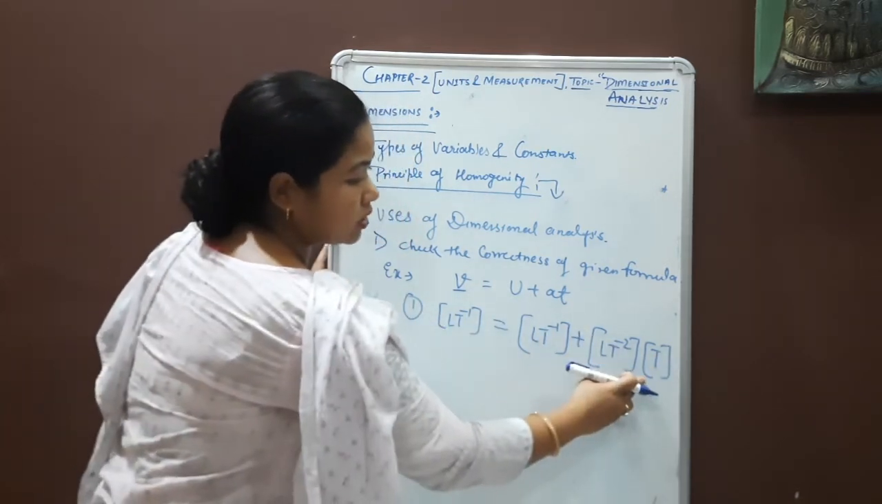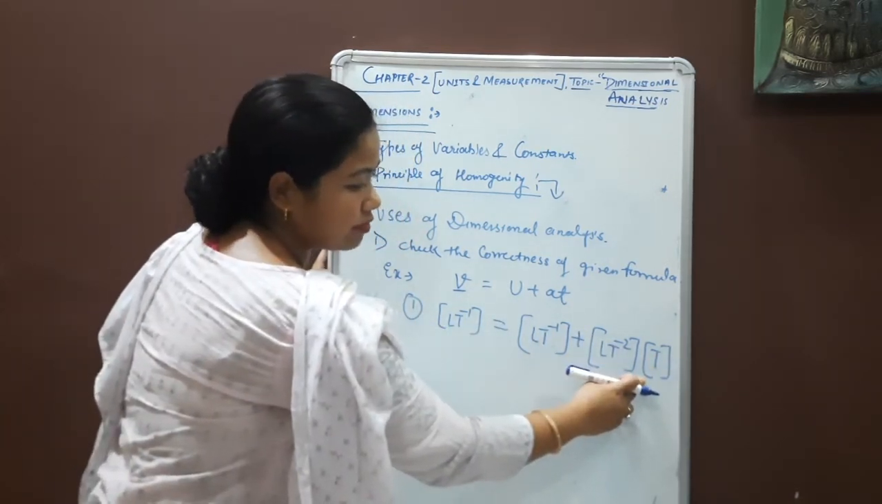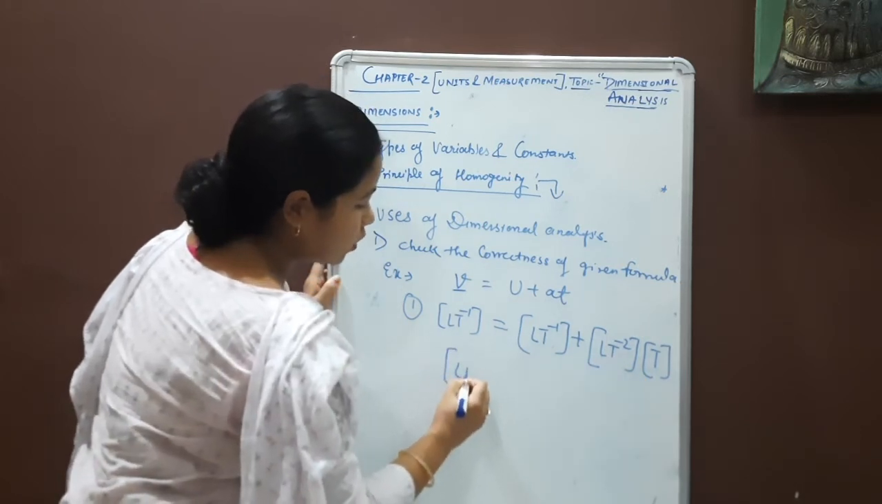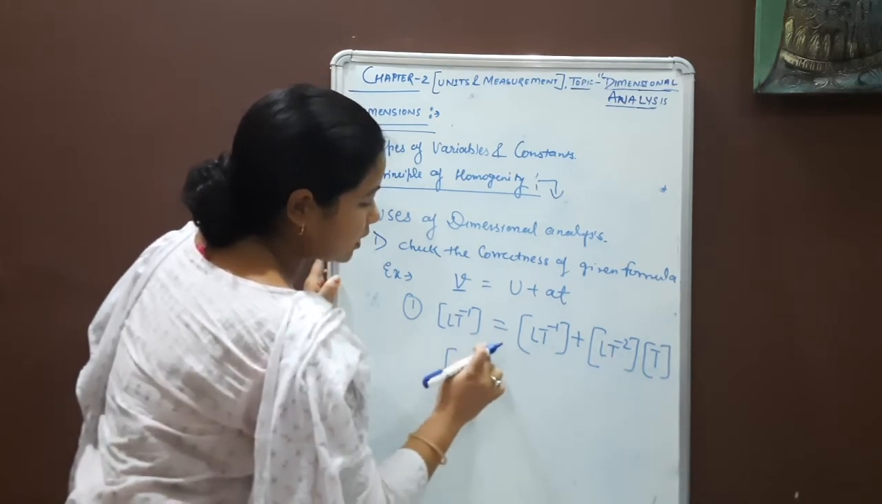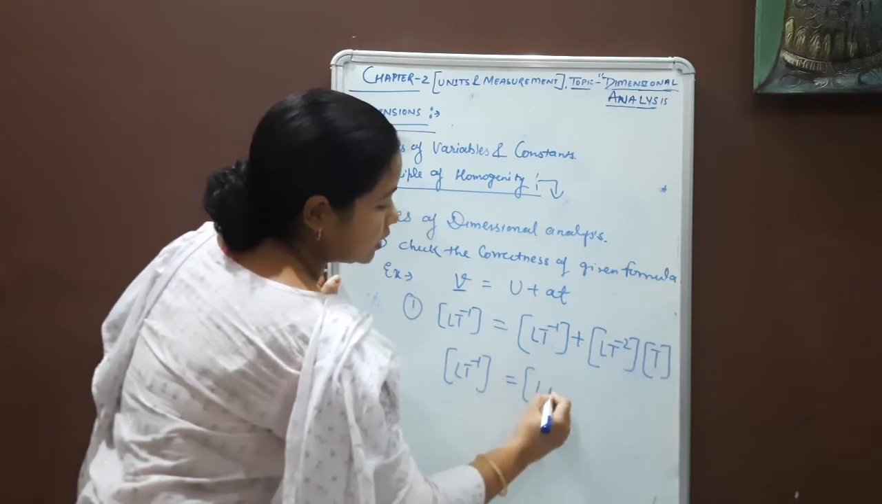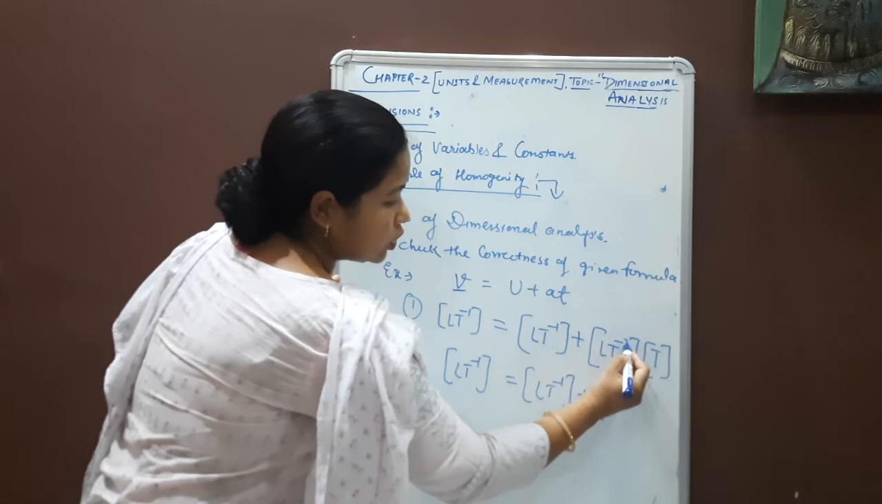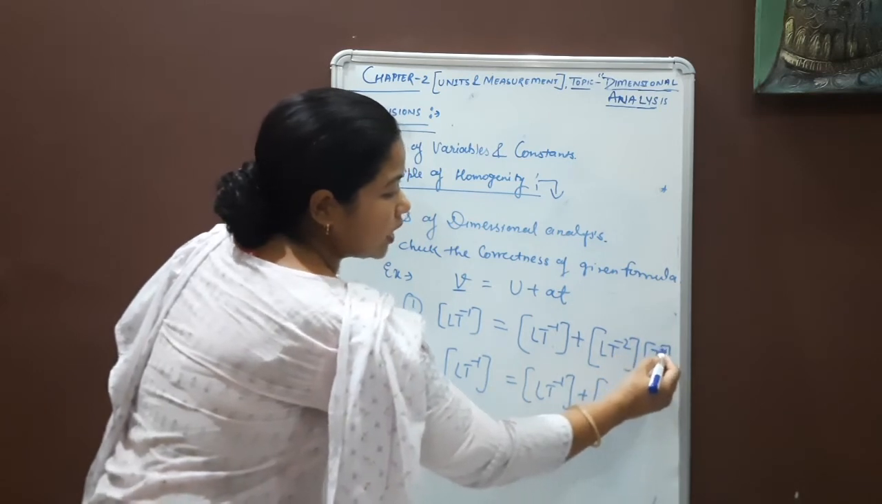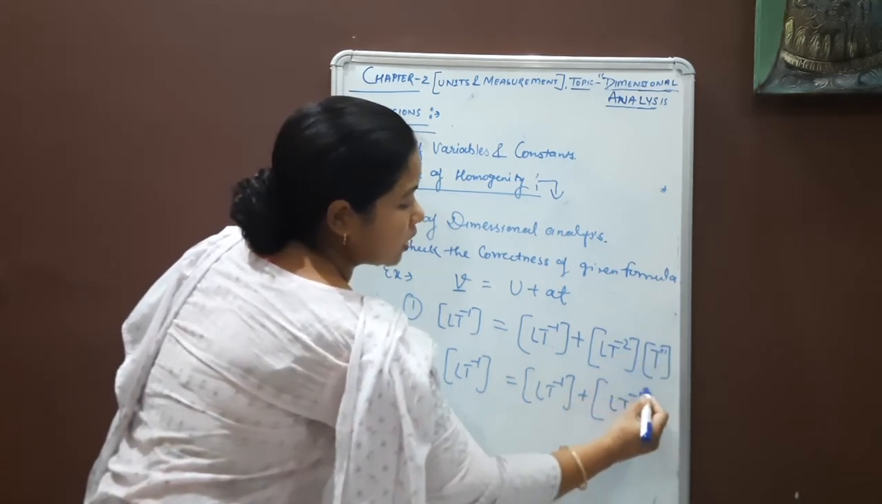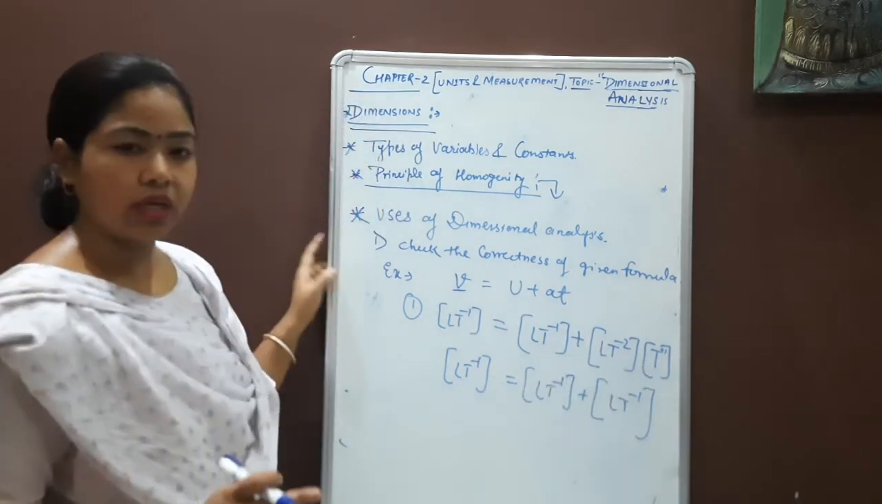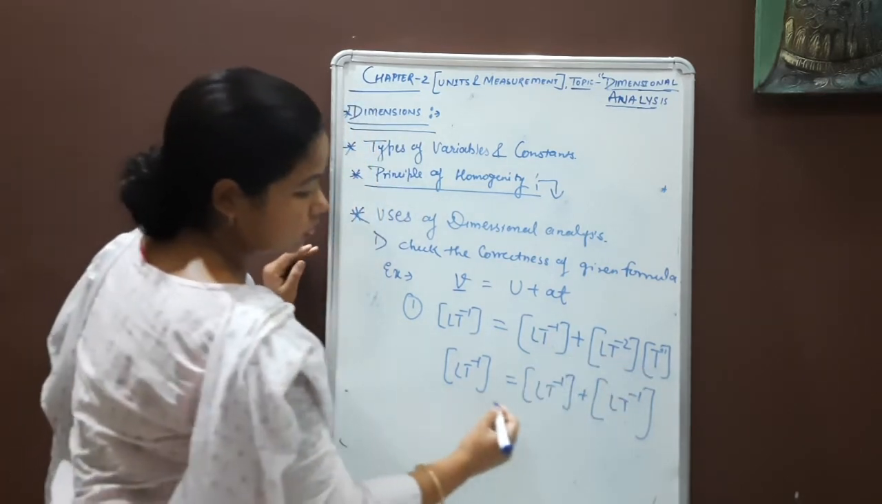These two dimensions are in multiplication. So very first we will solve these dimensions. LT^-1 stays the same, equals LT^-1 plus, we can write, minus 2 power plus 1 power. So we can write LT^-1 here after multiplication of these two dimensions.